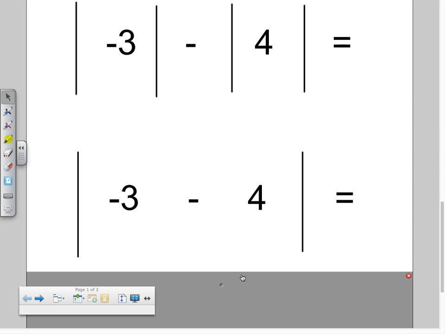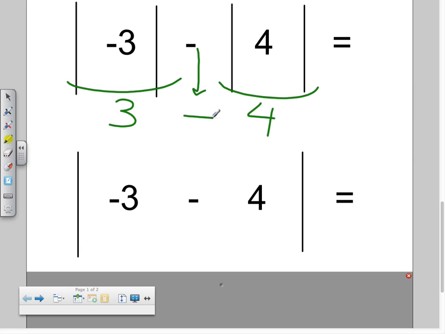So the first one says the absolute value of negative 3 minus the absolute value of 4. So I need to take care of what's in the parentheses first, but they're not parentheses, they're absolute value bars, but they fall under parentheses, so they're dealt with first. Absolute value of negative 3 is 3, absolute value of 4 is 4, and then I would recopy the minus sign in between. And now I have 3 minus 4. 3 minus 4 should be changed to 3 plus negative 4. 3 plus negative 4 would equal negative 1.